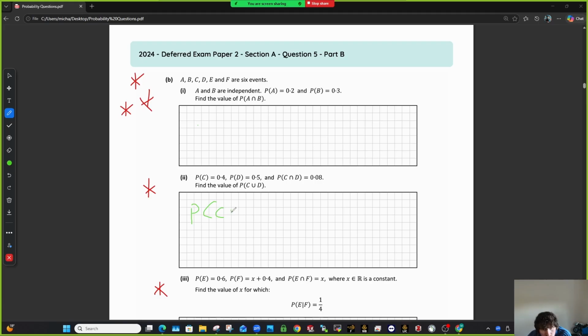So it's where C union D equals the 2 guys added together, and then take away their intersection, C intersect D. And we have all the guys there, so that's straightforward enough. So that's like 0.4 plus 0.5, take away 0.08.